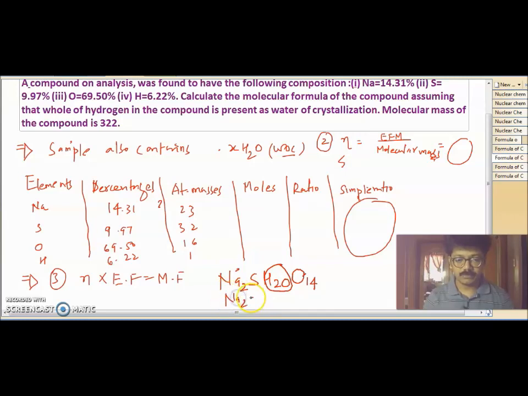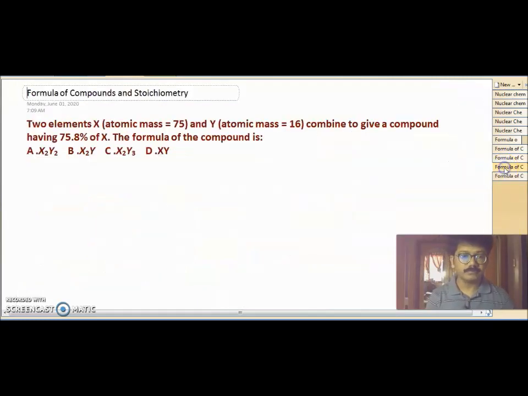So Na2SO4 dot 10 H2O. That is the answer of this question. That is the formula of the compound considering water of crystallization. Go for the next one.